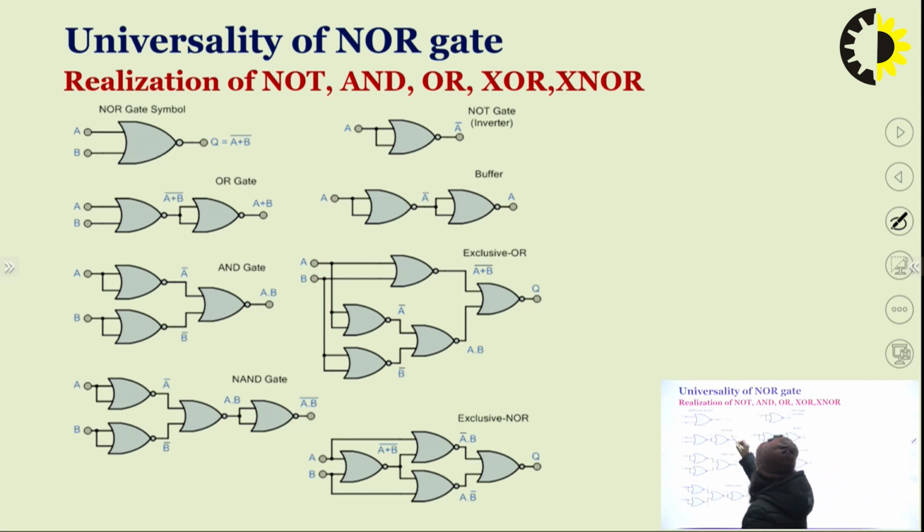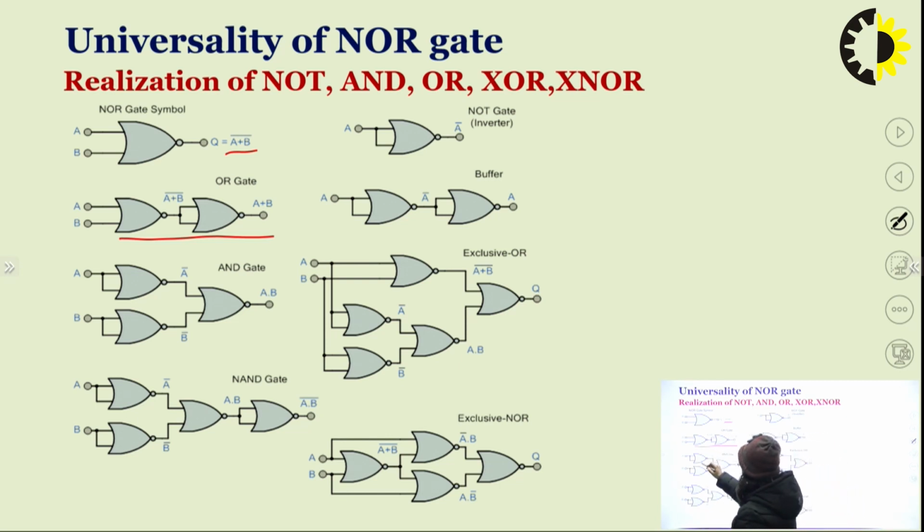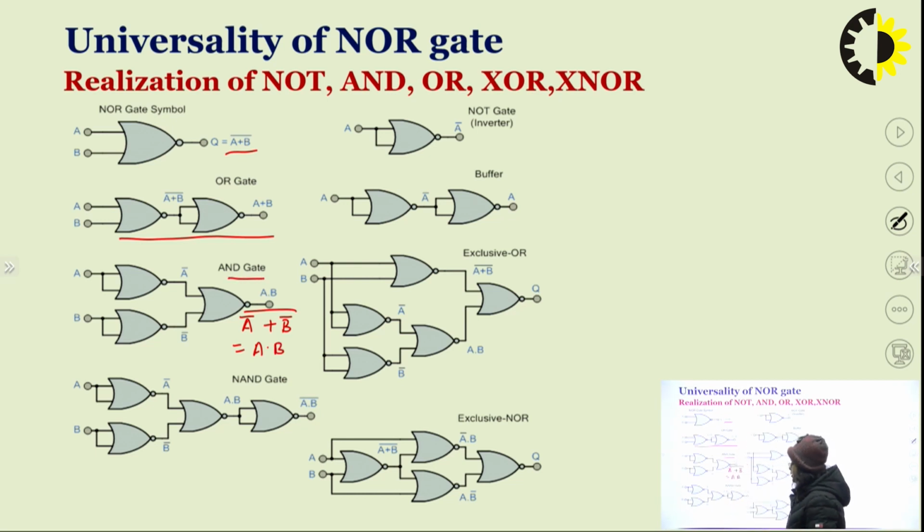The symbol of NOR gate is this and the equation is (A plus B) bar. If we have to implement an OR gate, we simply add an inverter at the output of a NOR gate. For an inverter, both the inputs are common in NOR gate. If we have to realize an AND gate, we will use 2 NORs as NOT at the input to get A bar, B bar. The output will be (A bar plus B bar) bar, that is A dot B, which is nothing but AND gate.